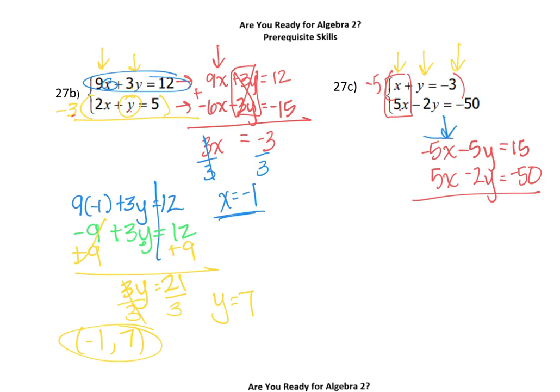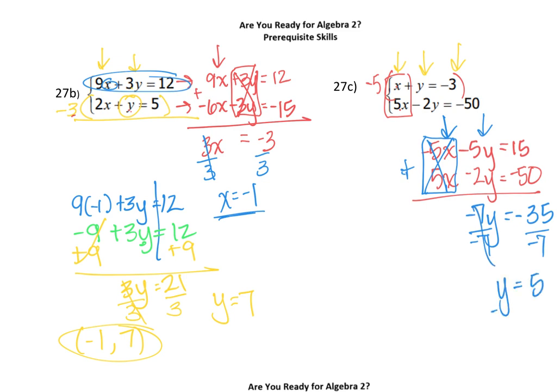Negative 5x and positive 5x. Okay, if I'm adding these, those eliminate, cancel out. Negative 5y and negative 2y make negative 7y, and 15 minus 50 is negative 35. Okay, finishing it off by dividing by negative 7. We're going to get y equals positive 5. So this time we have our y answer first.